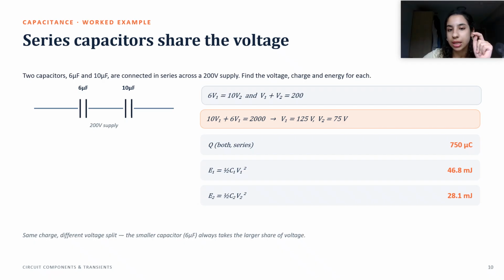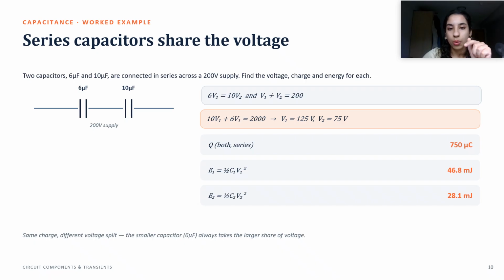So if we want to find how much voltage is given to each capacitor, V1 and V2, we will have to know that Q equals CV. Q is the charge. So 6 V1 should equal 10 V2. And also, because of Kirchhoff's law, we know V1 plus V2 equals 200. Okay, so now we use substitution, so simple maths. We can conclude V1 equals 125 volts and V2 equals 75 volts.